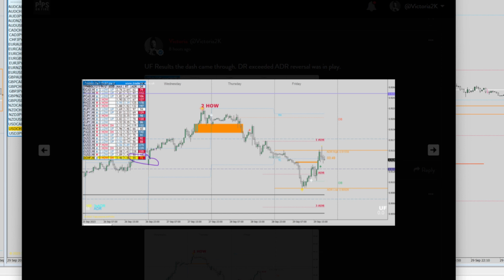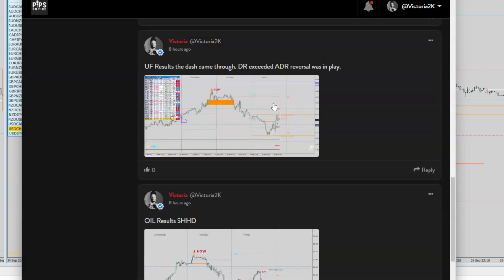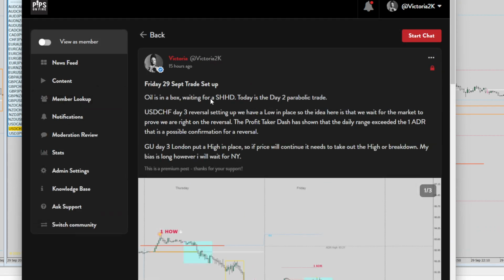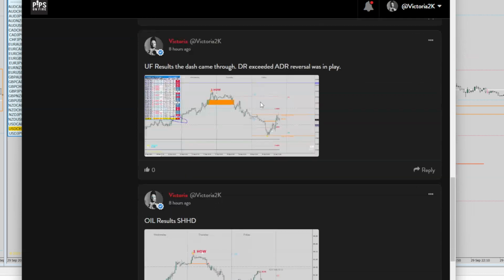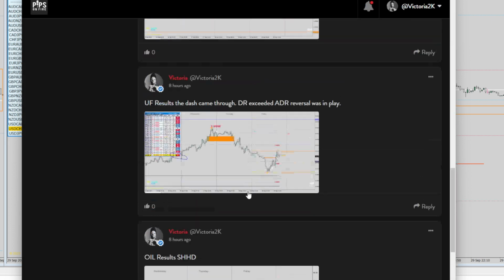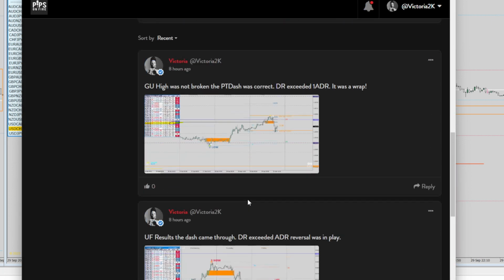Oil, what did I say about that? It's in the box waiting for a stop hunt high drop. Today's day 2, possible parabolic. Oil results, all right, played out beautifully. Day 1, day 2, drop. It actually kept going. I was really like, but I had already got out, or rather it hit my target, not really getting out.